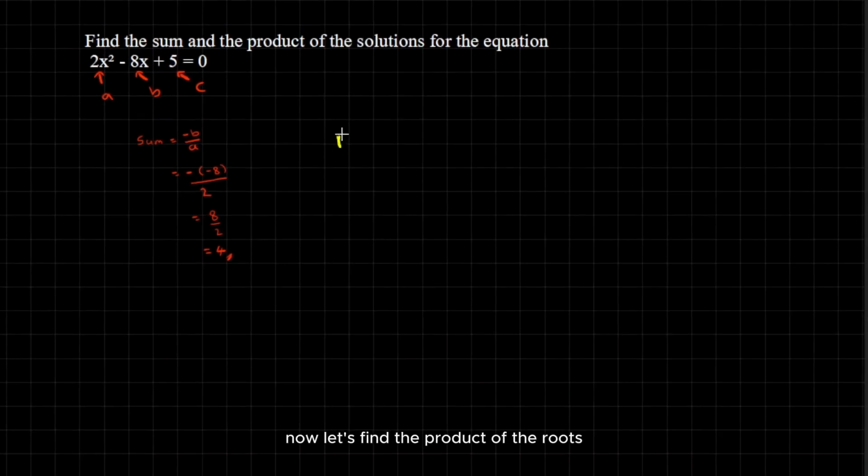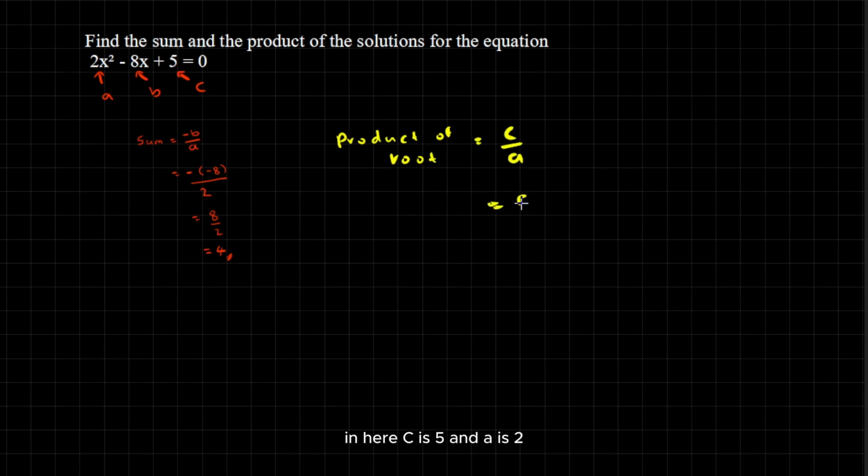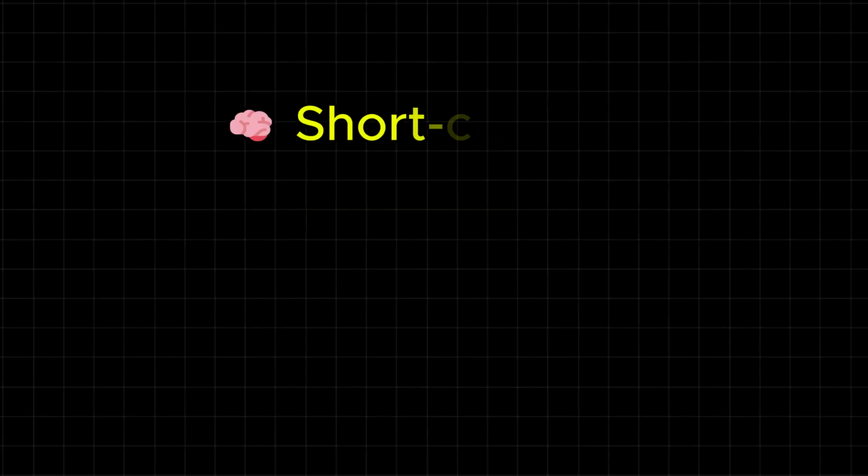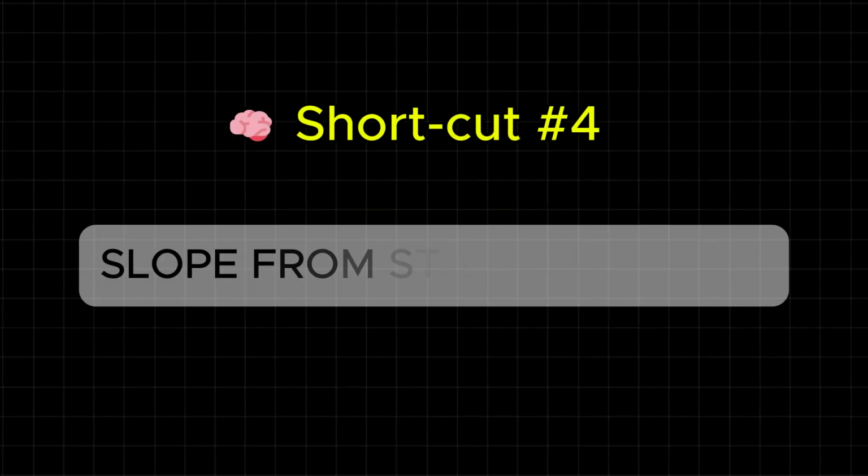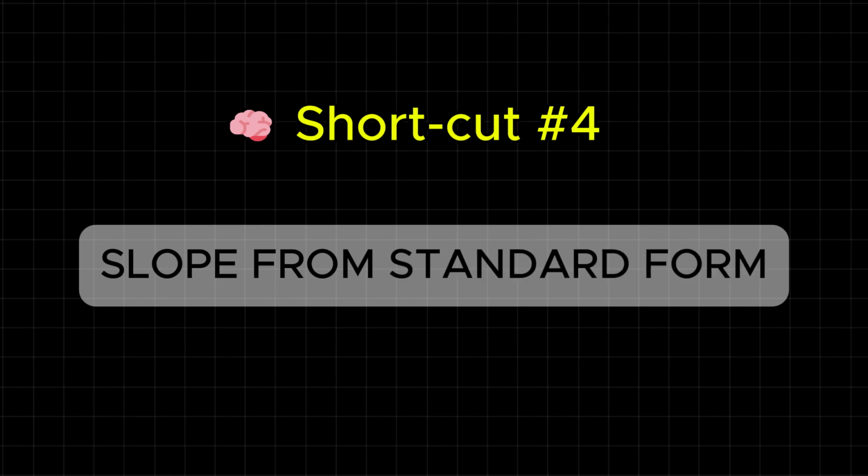Now, let's find the product of the roots. Instead of using the long way, we write down our shortcut formula. Product of roots equals c over a. And here, c is 5 and a is 2. Then the answer is 2.5. Fast and simple. Shortcut number 4, finding the slope from standard form instantly.